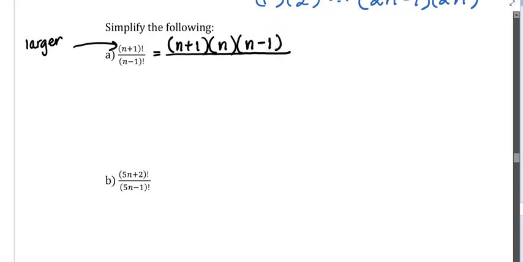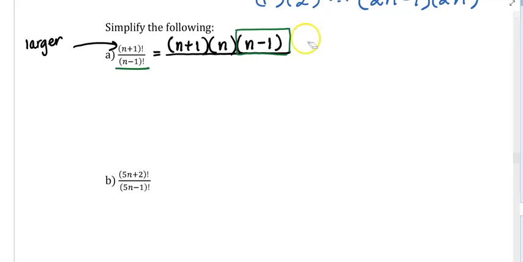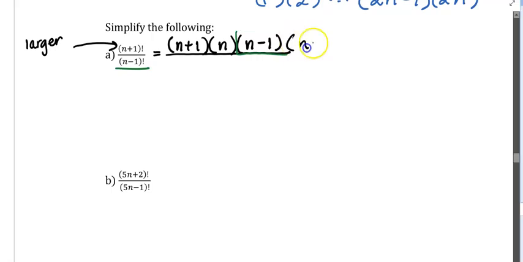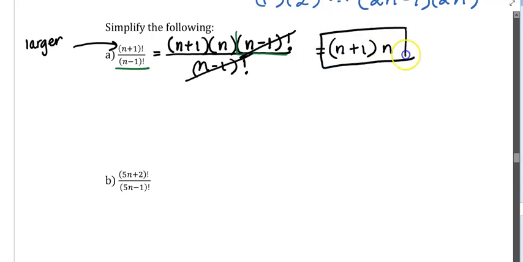And I'm going to pause here. I'm not done, because I would then need to multiply by n minus 2, n minus 3, and so forth. But I do notice that this n minus 1 matches the n minus 1 factorial in the bottom. So instead of writing n minus 1, n minus 2, n minus 3, and so on, I'm going to condense all that down and just say that's n minus 1 factorial, which then matches the n minus 1 factorial in the denominator so that they cancel. And I'm left with a simplified answer of n plus 1 times n.